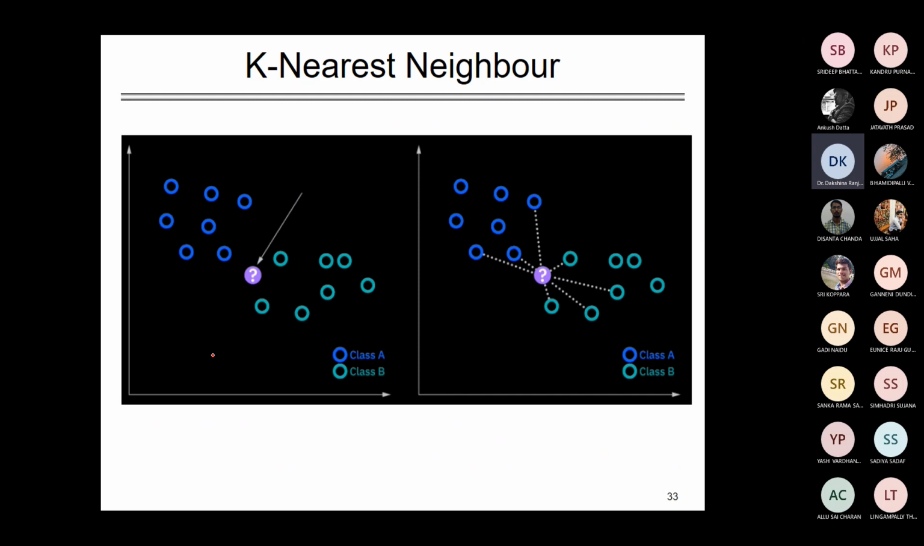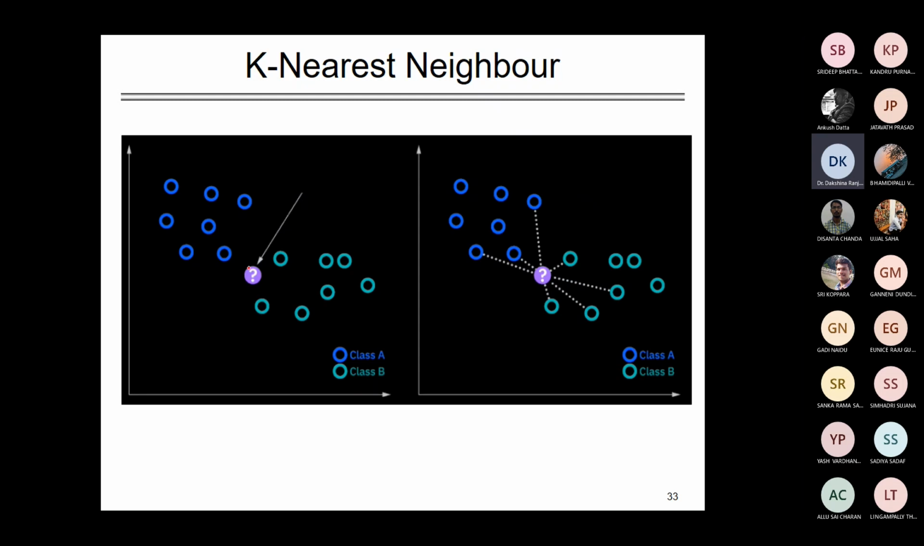Okay. Now let us look at this illustration. So here we have two classes, class A and class B. The data points that belong to class A are marked in blue color, and data points that belong to class B are marked in green color.